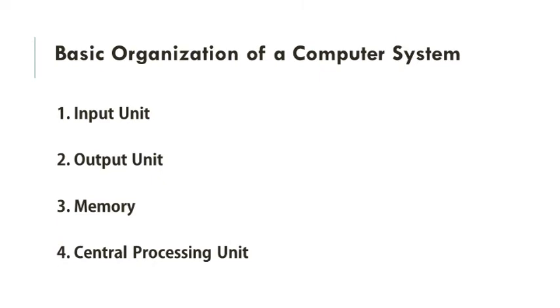Then we have the input unit, the output unit, memory, different types of memory, primary storage and secondary storage, and then the central processing unit, which we have to divide into two divisions. The first one is the ALU and the second one is the CU. So firstly we have to focus on the topic input unit.